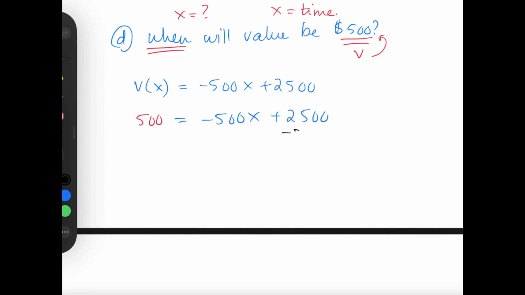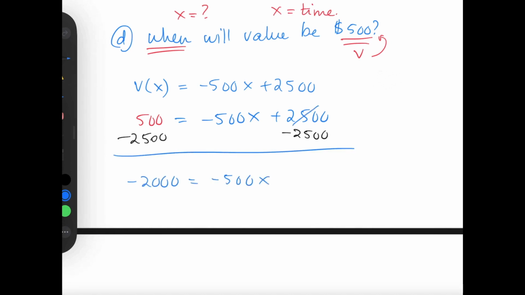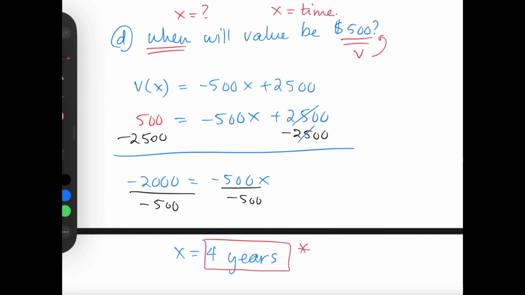So we will subtract 2,500 from both sides to solve for x, and we'll get negative 2,000 here and negative 500x here. These cancel. And then when we divide both sides by negative 500 to completely solve for x, we see that x is equal to 4, and let's put our units of years on there as well. Remember, always indicate your units, so 4 years.